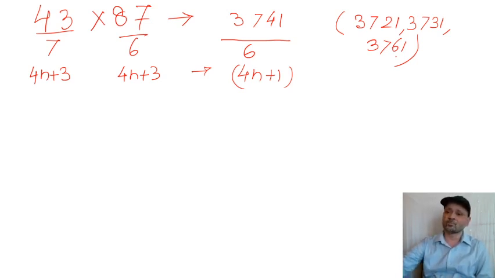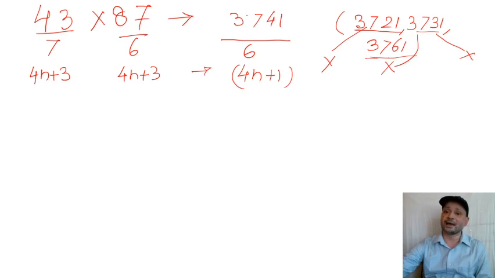So see, although 3721 is a number of 4n plus 1 type, if you add its digits, this is only 4. So that does not fit. Now, if you take the second number 3731, this is of 4n plus 3 type, so this also does not fit. Similarly, this number is again 4n plus 1 type, but if you add its digits, it is of behavior 8. So this also does not fit.